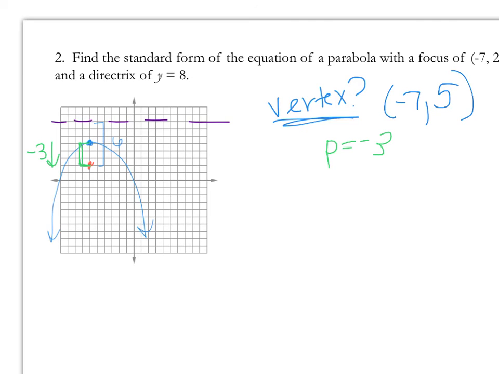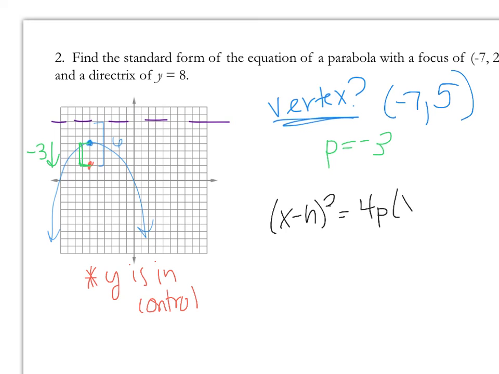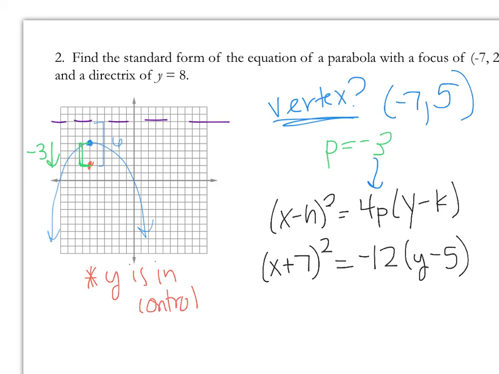So now I can put those all into the equation that keeps the thing in control that's in control in the picture. We know that y is in control because it's facing down. So that means I'm actually going to start with x minus h squared on this side equal to 4p times y minus k. And then I'm just going to plug in the information. The x part of the vertex goes with the x. Make sure you do an opposite sign, so it's x plus 7 squared equal to, this is going to be -12 when I plug in that 3. I'm just taking that 3 and plugging it in there. And then it's going to be y minus 5.